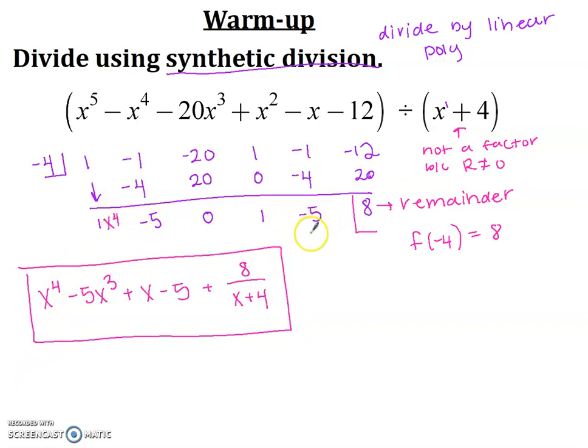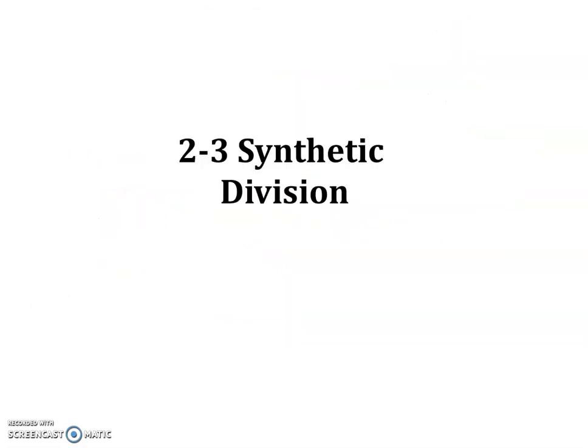And for your coefficients, you should always have enough coefficients to go 1 degree less all the way to the constant, and then 1 more for your remainder. Now, what we're going to do for the rest of these examples is look at a few more things you can do with synthetic division.